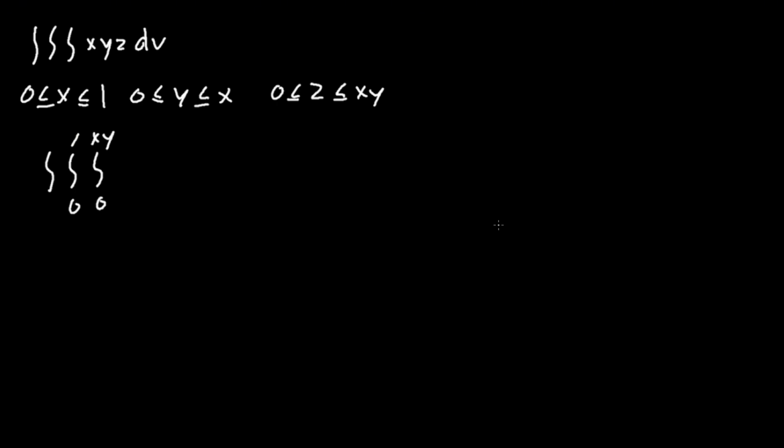Your bounds for z are x, y, and 0. Your bounds for y are 0 and x. Your bounds for x are 0 and 1. So I'm going to have my function x, y, z. I'm integrating with respect to z, y, and x.